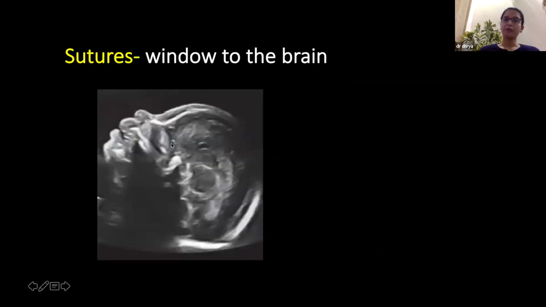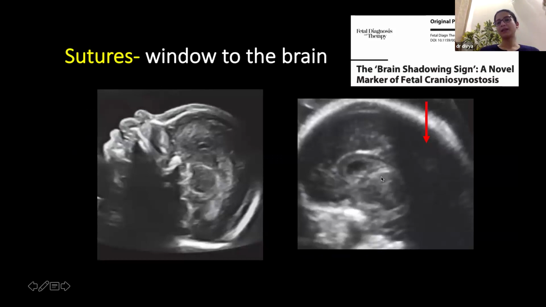Sutures are also a window to the brain. From the sutures, the ultrasound beam can pass posteriorly, and one can look at the brain. In case there is premature fusion of sutures, this visualization of the brain would be impaired, as you see in this image taken from this paper.